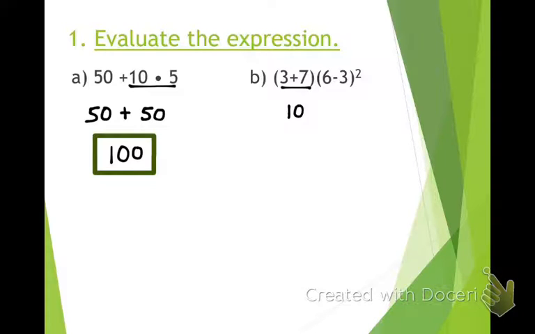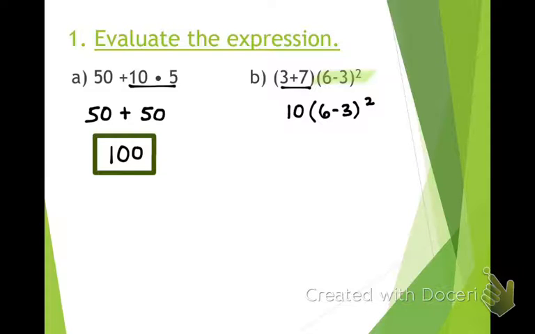10. Everyone drop down a 10 underneath it. And the rest of the stuff that you see right there, we are going to simply drop it down exactly as it looks. So we had 6 minus 3 in parentheses and a little square. Drop that down.